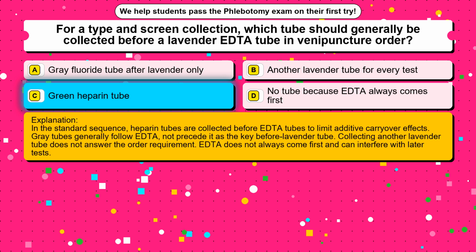In the standard sequence, heparin tubes are collected before EDTA tubes to limit additive carryover effects. Gray tubes generally follow EDTA, not precede it as the key before the lavender tube. Collecting another lavender tube does not answer the order requirement. EDTA does not always come first and can interfere with later tests.